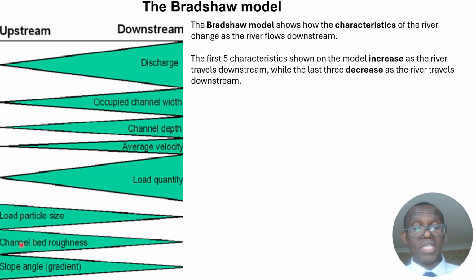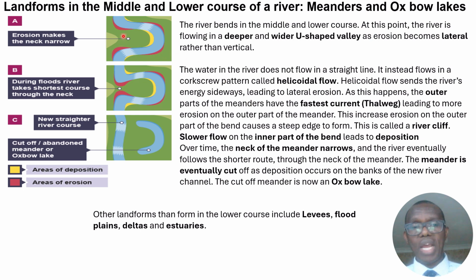So it's likely to be a lot less smooth upstream and then become smoother as you go downstream. And then the angle, or the gradient, or the relief of the land is going to go from very steep to gentle sloping to almost flat towards the end over here. Okay, so that's a Bradshaw model showing how the characteristics of the river are going to change as you flow from upstream to downstream.